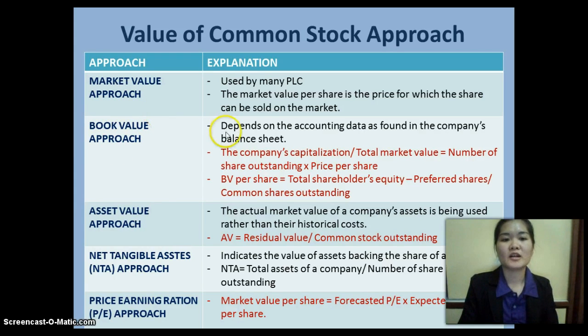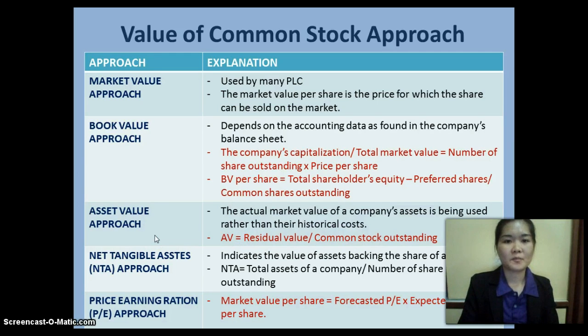The second one is the book value approach. The book value approach normally depends on the accounting data found in the company balance sheet. The red color shows the formula to find the book value approach. I will proceed to the next approach, which is the asset value approach. The asset value approach can be defined as the actual market value of a company's assets being used rather than their historical cost. This is the formula to calculate the asset value approach.